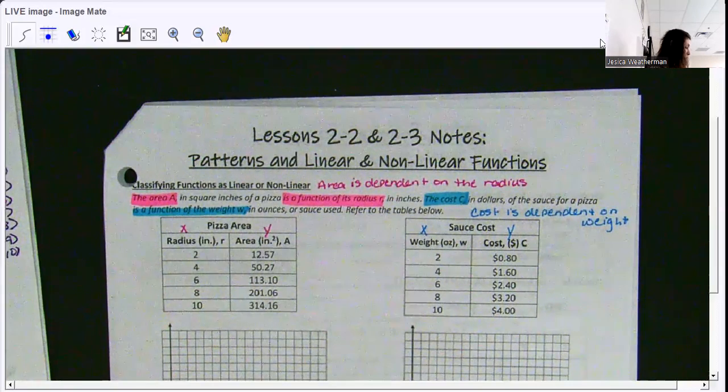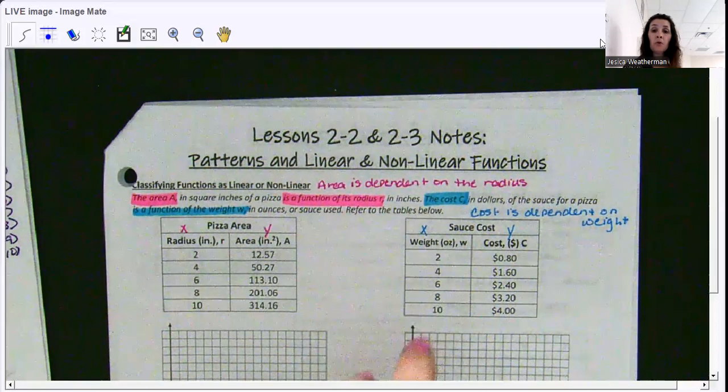Okay, so what I'm going to have you do is set up both of these graphs, figure out your own increments, and then we're going to come back together and look at them and discuss them a little bit. Okay, so go ahead and do that.